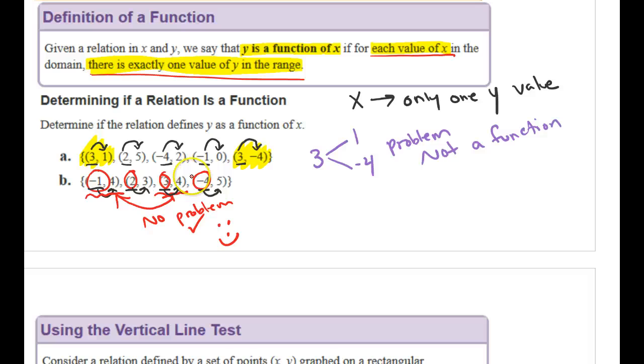So it doesn't matter that the same y is paired up with different x's. That's fine, that can happen. That actually happens when you have a straight line, right? So this is a function. So yes, function. This relationship is a function.